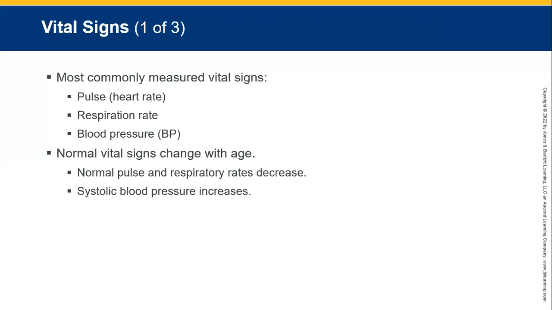As you get older, your pulse rate will slow down. A baby's pulse rate is much higher than an adult's. It's 120 to 180, whereas an adult would be 60 to 100. Systolic blood pressure increases as we get older, usually your age plus about 20 or 30.